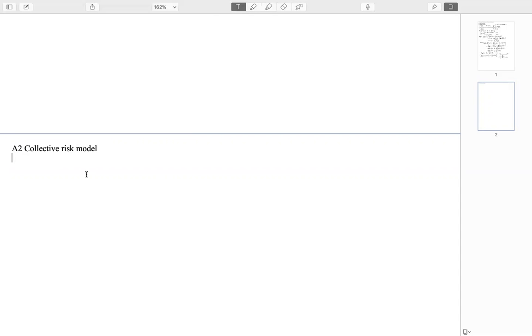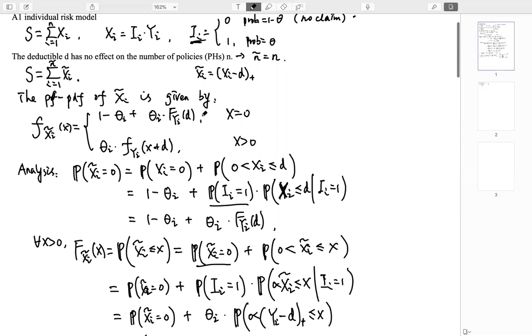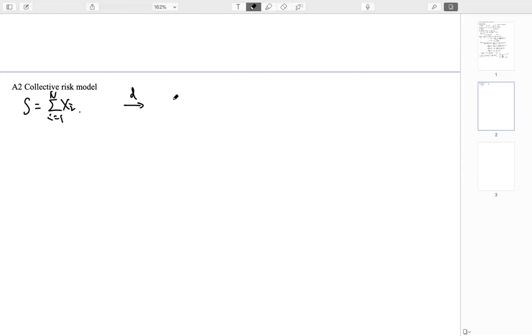Actually, this part we did quite a lot in chapter 2. In this, N is the frequency and X is the claim size. Once we introduce our deductible, let's put tilde. Did I put tilde previously for S as well? So let's put S as well. After the deductible, we use tilde to denote everything.